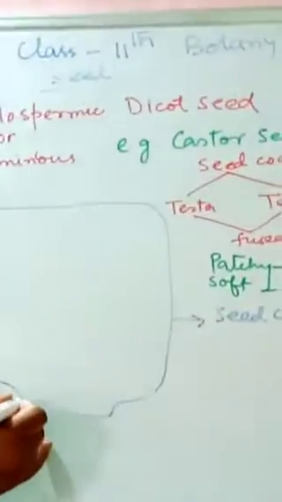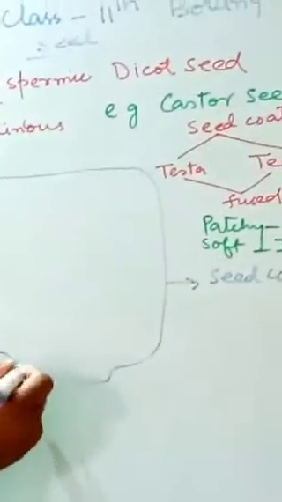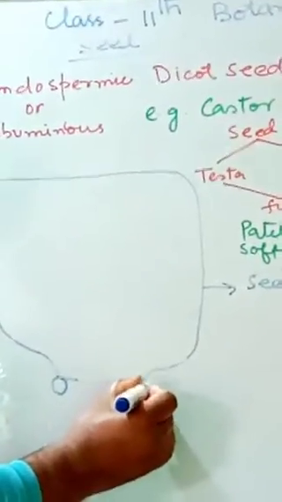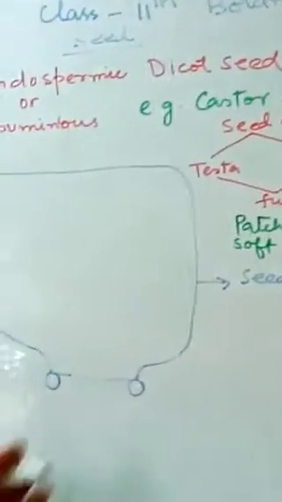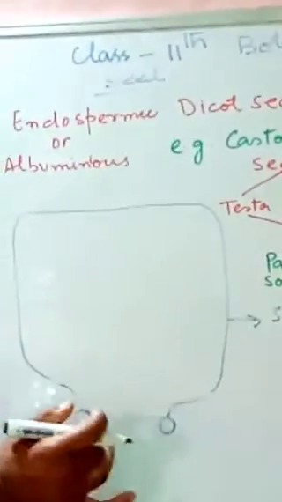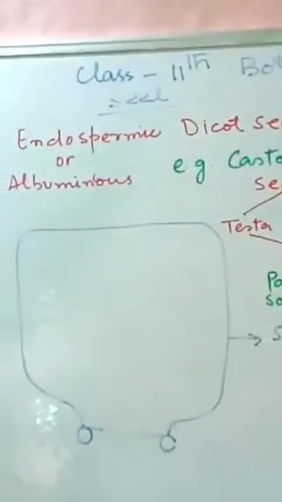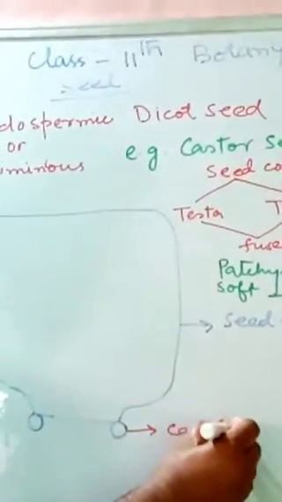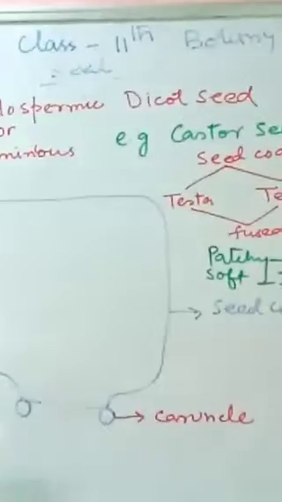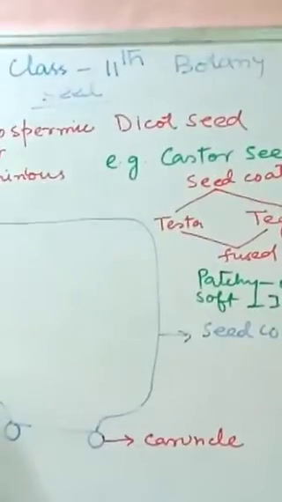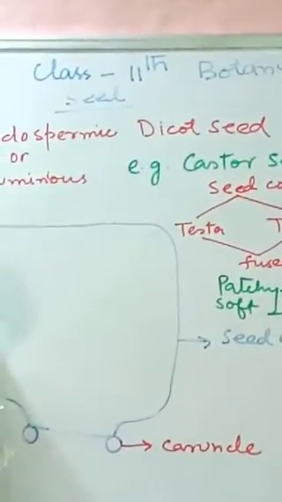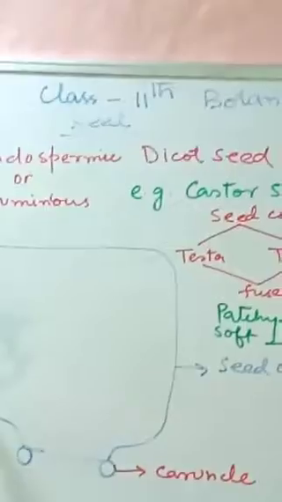Now on the micropylar end, like this, we will find these two outgrowths or protrusions there. And what are these? It is called the caruncle. These outgrowths are called the caruncle, and this caruncle is considered as the third integument.